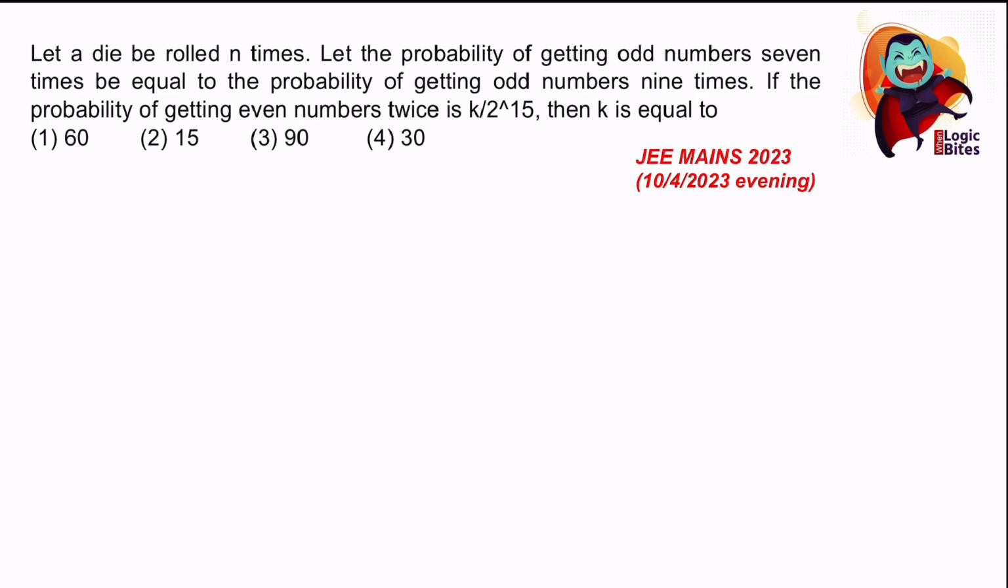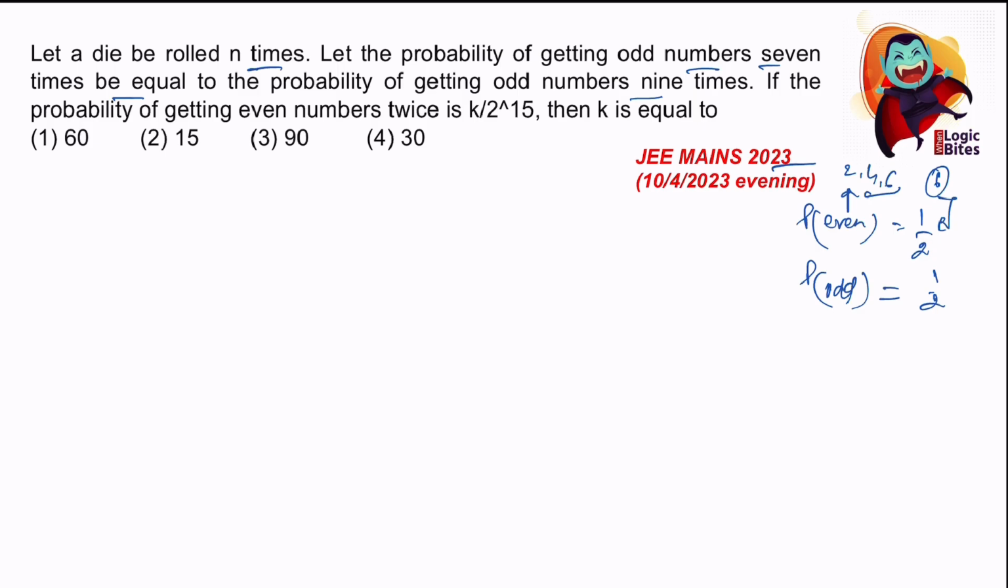Again, this question has appeared in JEE 2023. Let a die be rolled n times. Let the probability of getting an odd number 7 times be equal to the probability of getting an odd number 9 times. We know that the probability of getting an even number is 1 by 2. Why? Because the favourable outcomes are 2, 4, 6, and the total number of outcomes on a die is 6, so 3 divided by 6 is 1 by 2. Similarly, for an odd number, the probability will be 1 by 2.